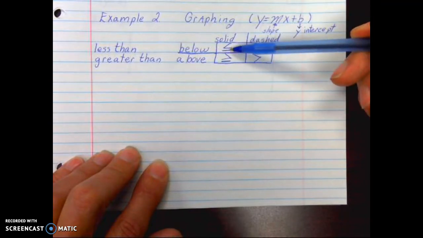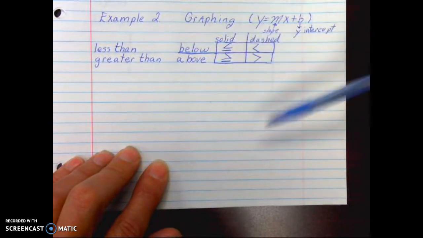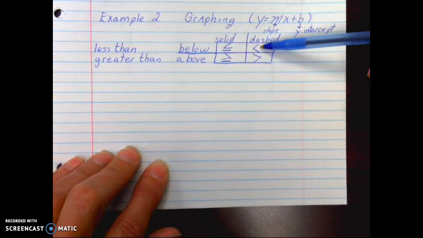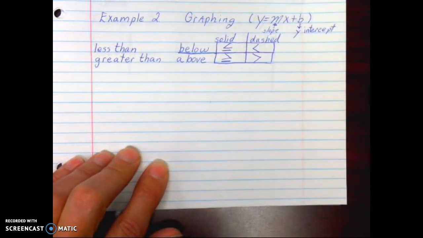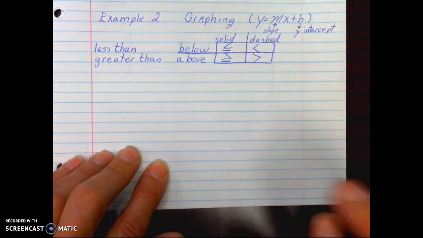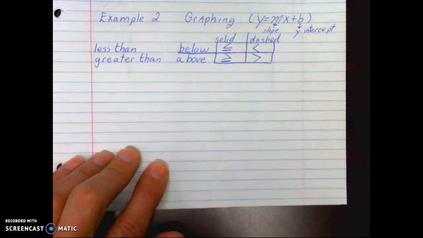If they have the line underneath it, it's going to mean solid. And if it's just the regular inequality, it's going to mean dashed. But I'll explain all this when we're doing our example. So what I want you to do right now is hit pause, copy that down.